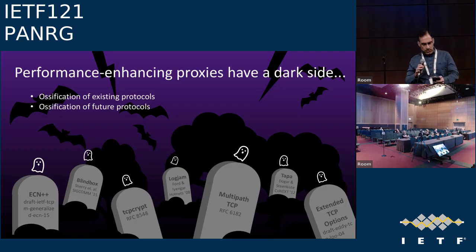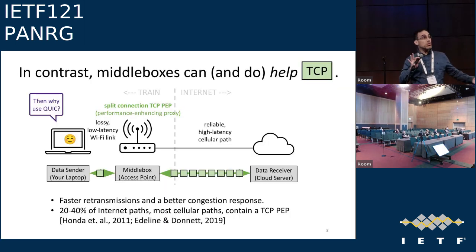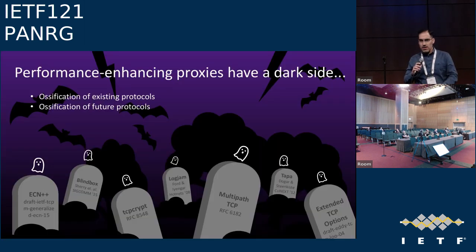And with QUIC, as we all know, you can't do these things because QUIC is encrypted end-to-end. There's no way to have a transparent proxy in the middle. So these performance enhancing proxies have a dark side, right? They ossify the existing protocols. The middle boxes start to enforce their preconceptions about what the end-to-end protocol will do, and this makes it hard to evolve the end-to-end protocol. Many schemes to improve TCP have died at the hands of middle boxes. ECN++, TCP, can I say that died? No one uses it. Yeah, okay.